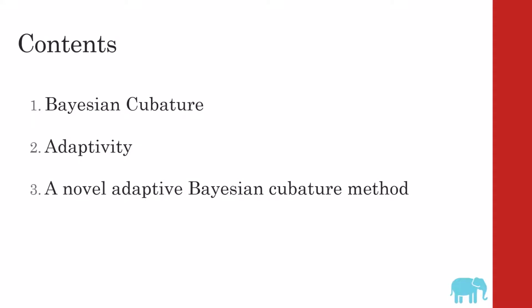Right, so the contents of this talk are the following. In order to actually discuss adaptive algorithms in Bayesian quadrature, we need to know what Bayesian cubature is. First, a thing to note is that cubature and quadrature are synonymous, so I'm going to use them interchangeably. Second of all, we need to know what adaptivity means. And finally, we can actually start discussing what adaptive algorithms in Bayesian cubature are.